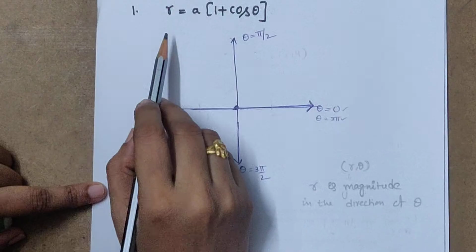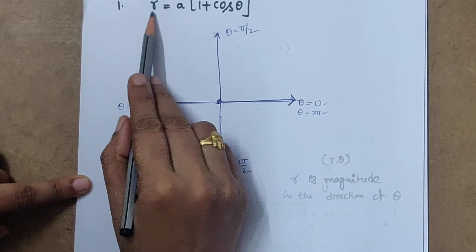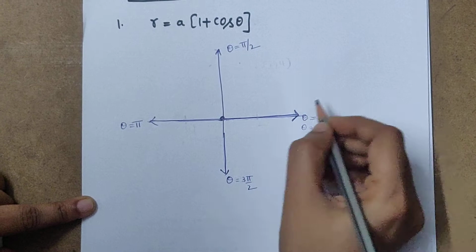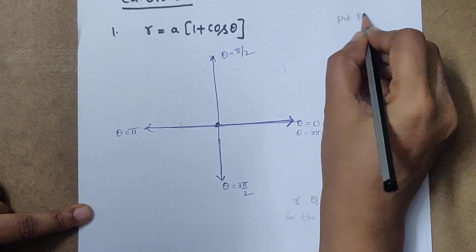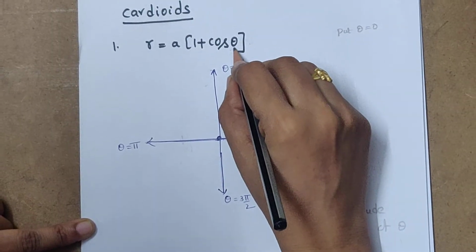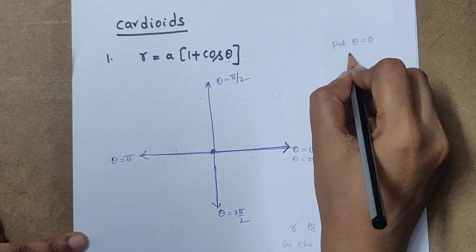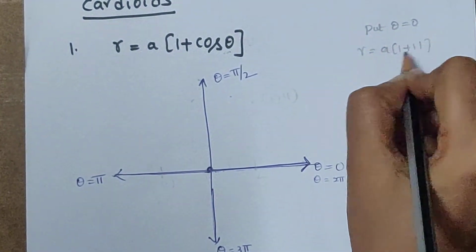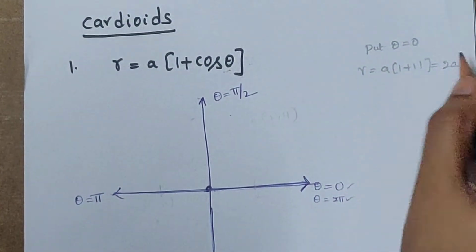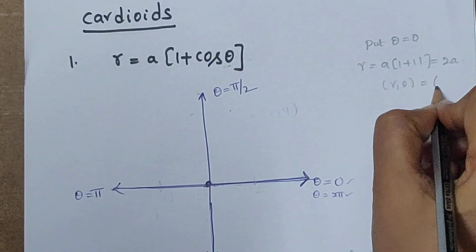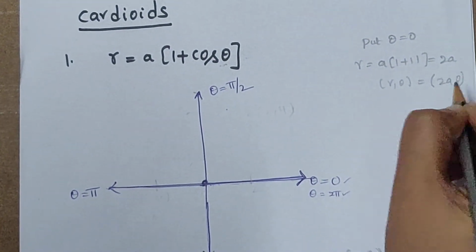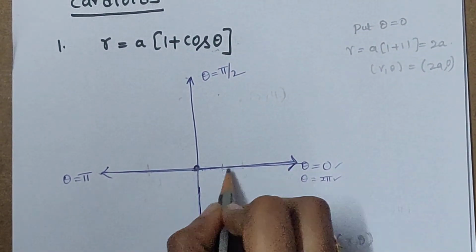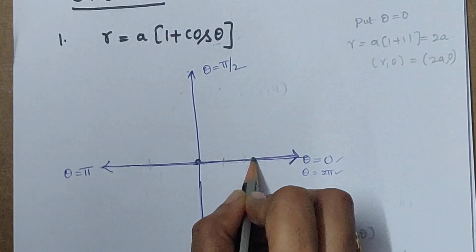Now we see the rough sketch of r equal to a into 1 plus cos theta. Here, put theta equal to 0. If you put theta equal to 0, you have cos 0, and cos 0 is 1. So, r equal to a into 1 plus 1, you will get r value 2a. So the point r comma theta is 2a comma 0. In the direction of theta equal to 0, take the magnitude 2a units.